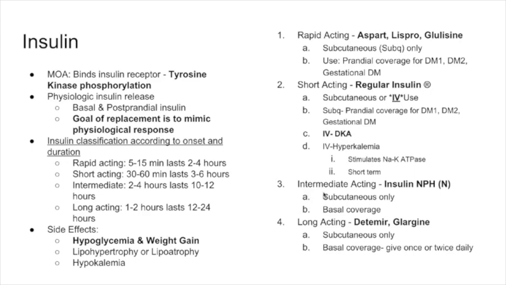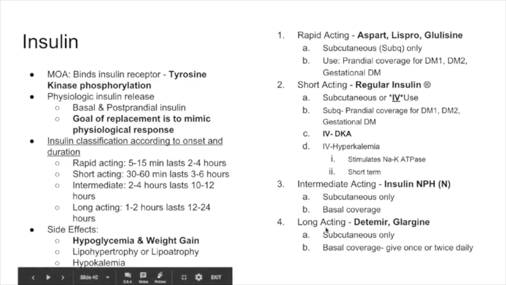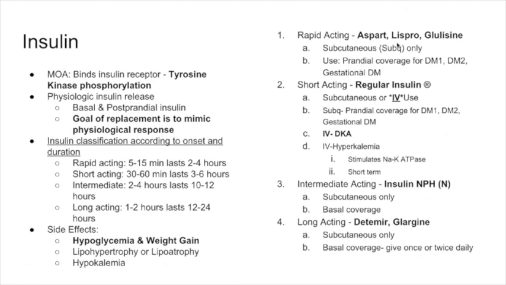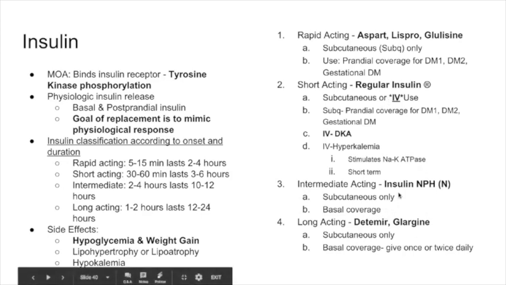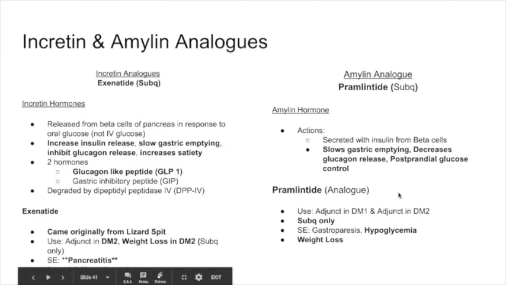Third type of insulin is the intermediate acting, which is insulin NPH. It's used subcutaneously and it provides basal coverage, which means the long kind of consistent coverage for insulin. And finally, the long acting, which is detemir and glargine, also subcutaneous and provides basal coverage. So it's given once or twice a day. So really to highlight, this is for use after meals. This is used for DKA and hyperkalemia. These two are used as basal coverage. So that's for the insulin.